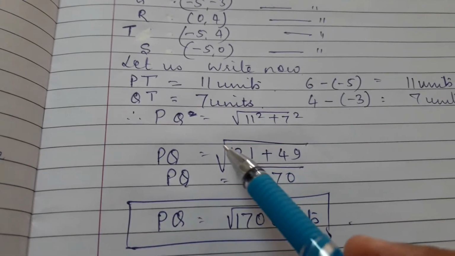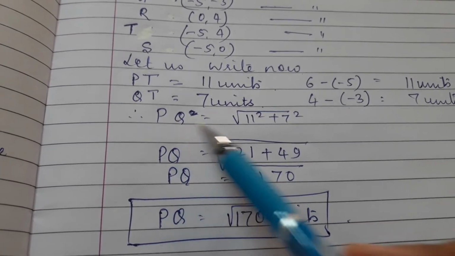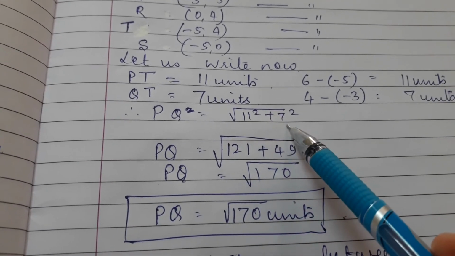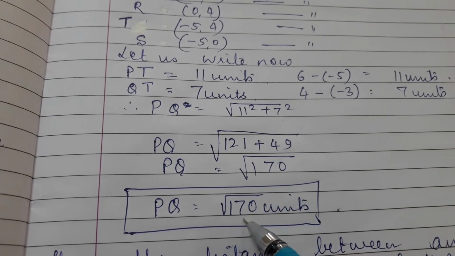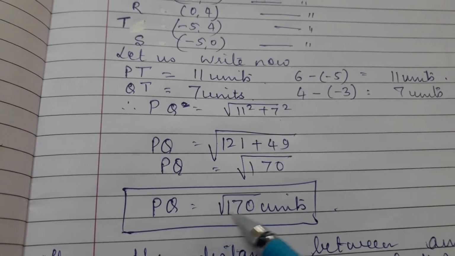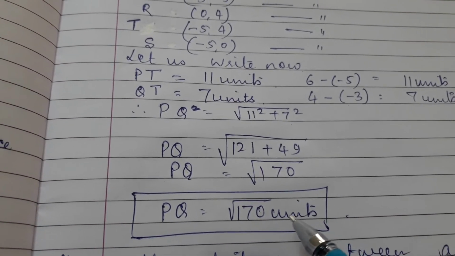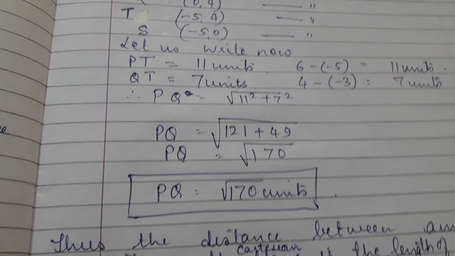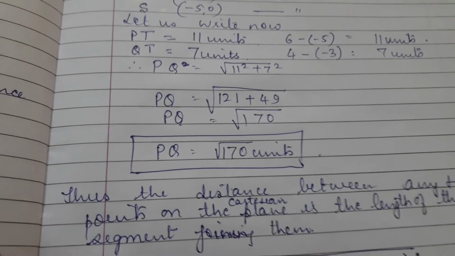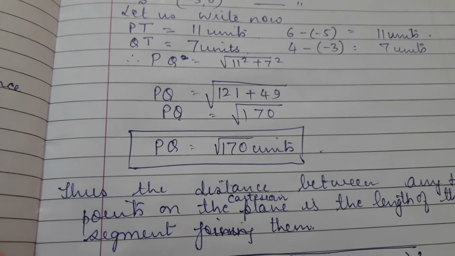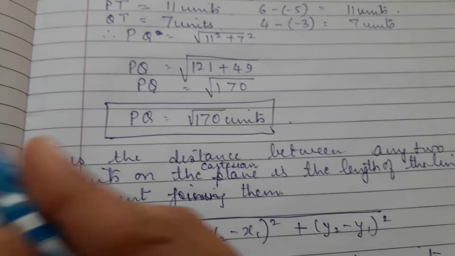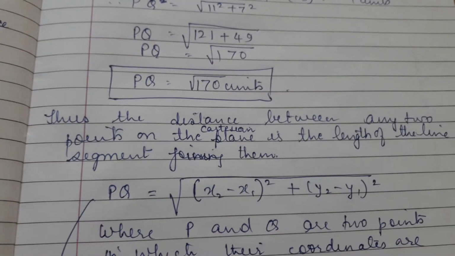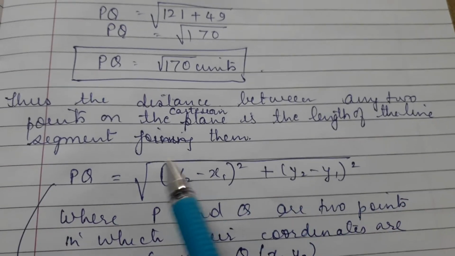And to find the distance between PQ, it will be the root of 11 square plus 7 square, and that will give you 121 plus 49, and that is 170 units. PQ is equal to root of 170 units. That means in these examples it is very clear that you can easily calculate the distance between any two given points. So the conclusion is this formula.